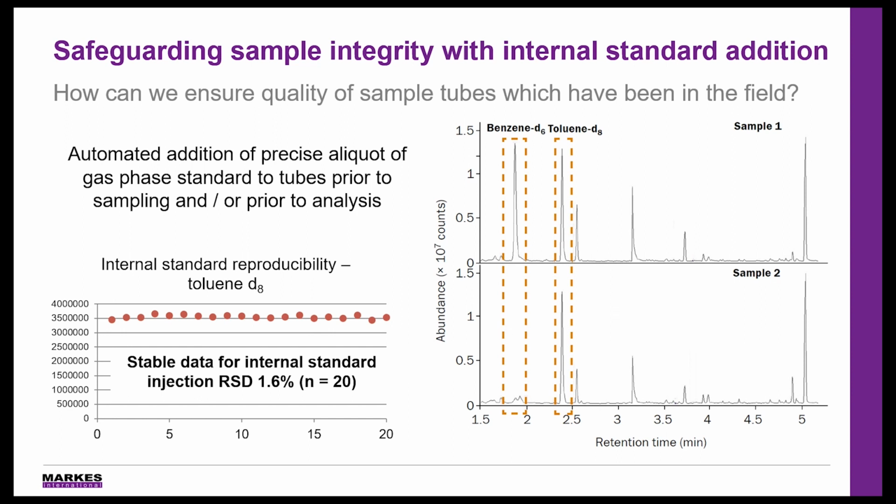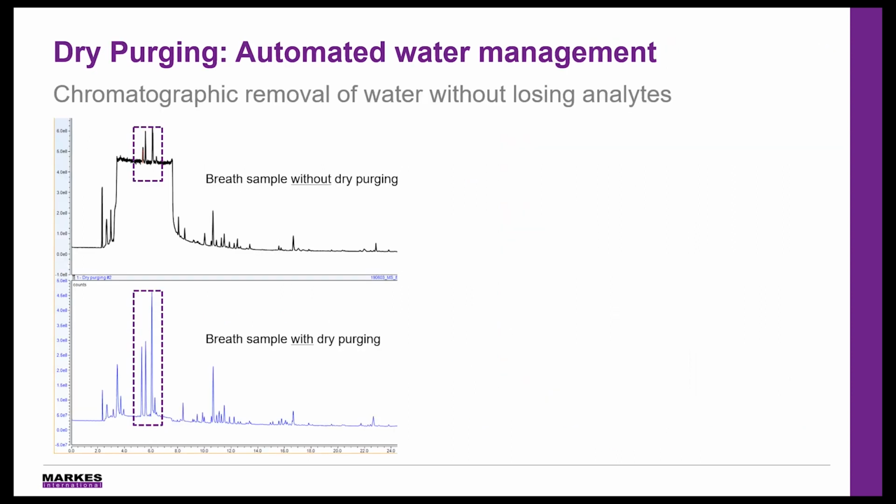So next, let's look at managing water, which, as I'm sure you know, is a big consideration when choosing a method to sample and analyse humid samples such as breath. Dry purging is a feature where water is chromatographically removed from the sample tube by flushing it with dry gas in the same direction as sampling, causing water to be purged off the end of the tube, but the VOCs to remain trapped on the sorbent.